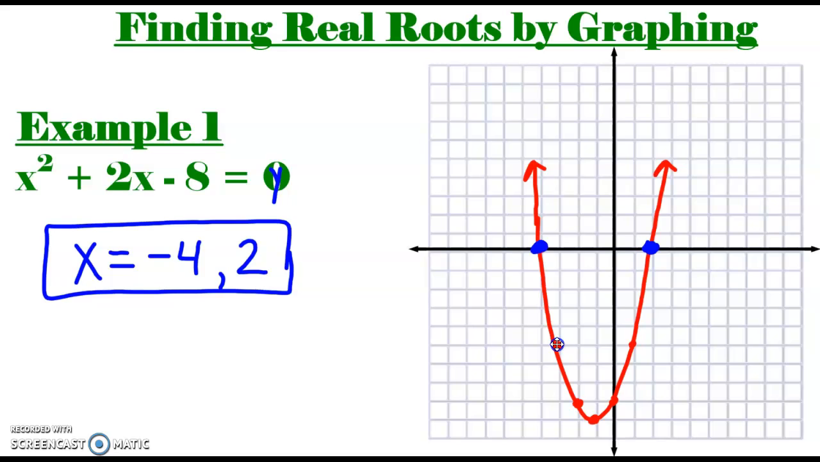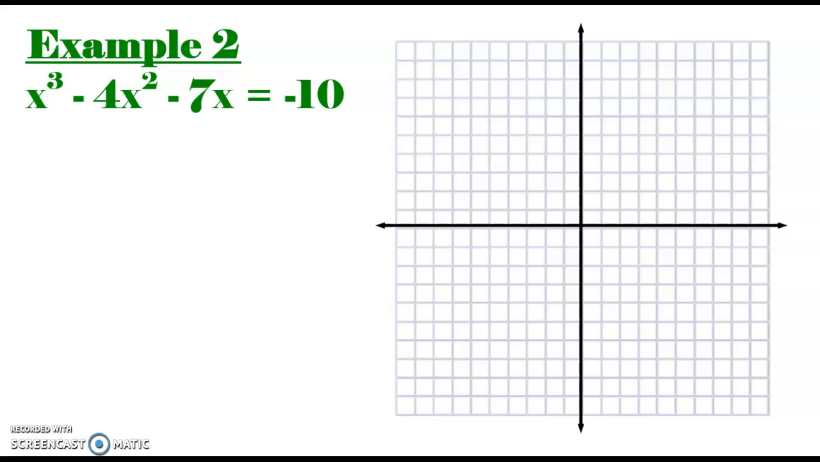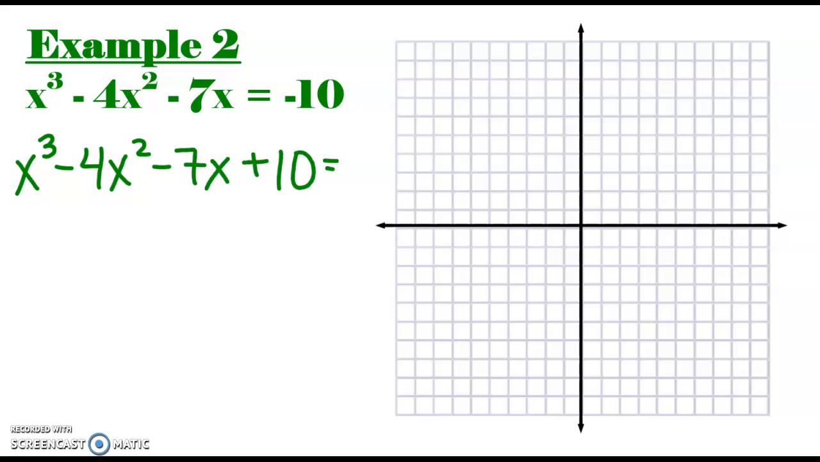So we've already done one like that, right? Because that was a quadratic. That was last chapter. So now here we have a cubic. Same concept. We have to get it equal to 0. So we're going to add that 10 over. So we're looking at x cubed minus 4x squared minus 7x plus 10 equals 0. So then we know if that 0 is our y, we can graph it and see where it crosses the x-axis, because that's where y will be 0.